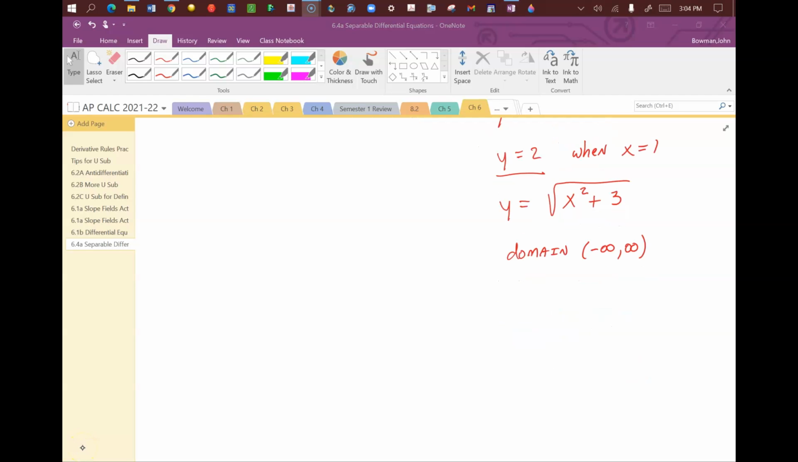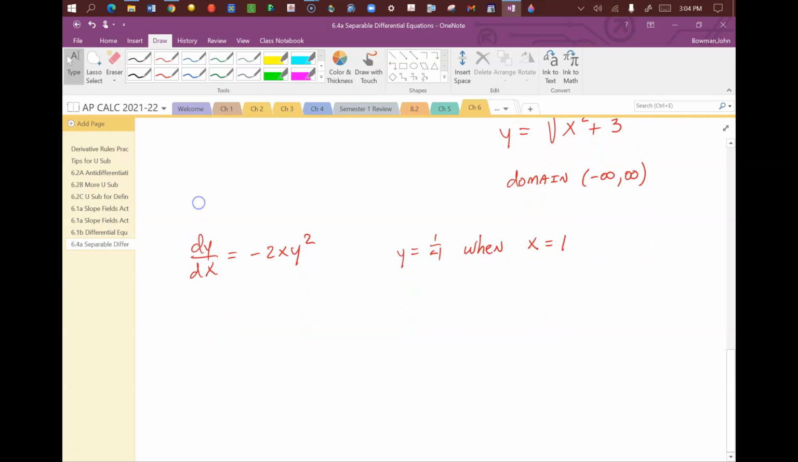So let's try another problem like that. dy/dx is equal to negative 2xy squared, and y is equal to 1/4 when x is equal to 1. All right, so the first thing we want to do is separate the x's and the y's. And if you do that, you're going to get dy over y squared is equal to negative 2x dx. The negative can go on either side.